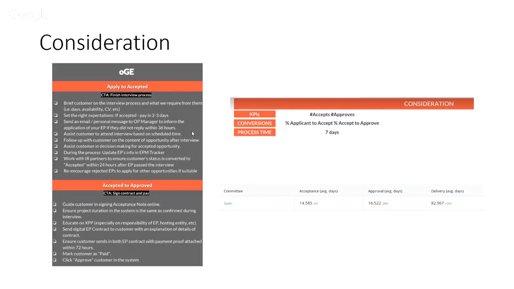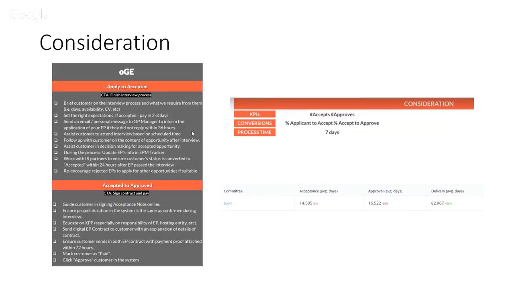Then we have to prepare the EPs to read the contract and read the XPPs. We have to be aware that the XPPs are merged with the contract as well. So we have to educate the EP about their rights and obligations. And we have to send the contract, check that the contract is correct, and do the approval as soon as possible.